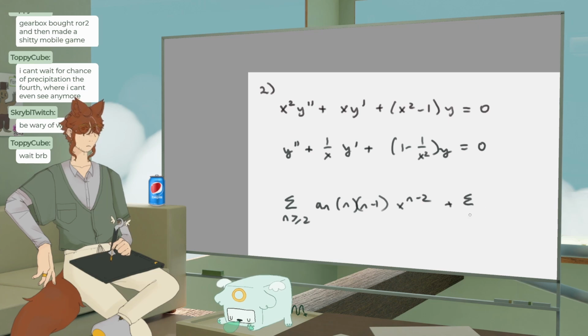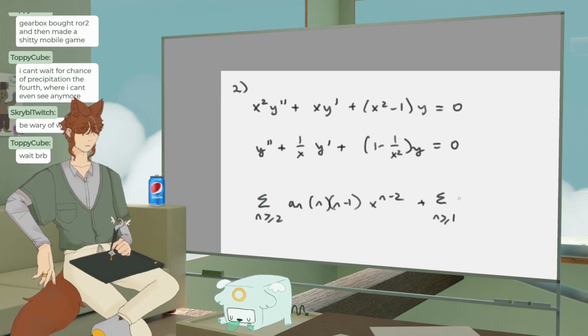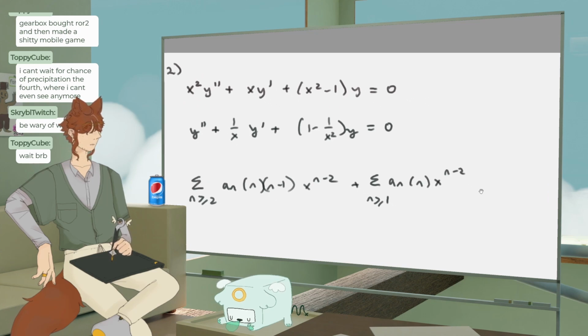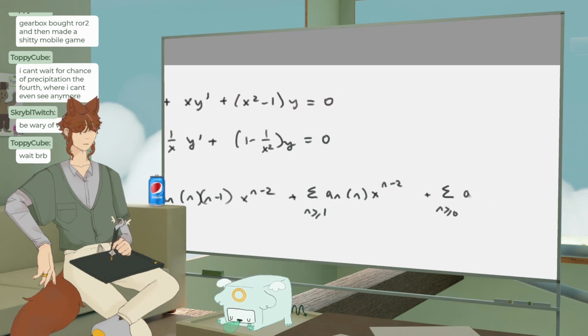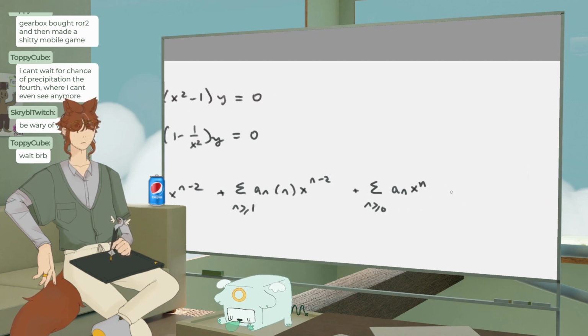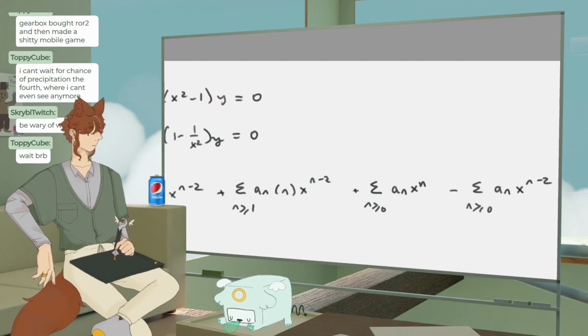Sorry for writing this thing a bajillion times. So this is gonna be n times x to the n minus 2, actually, and then plus... there's gonna be 2 of these, so one of these is just straight up an x to the n, and then I'm gonna do the other one as well. Minus n greater than 0, an x to the n minus 2. They're almost all n minus 2.